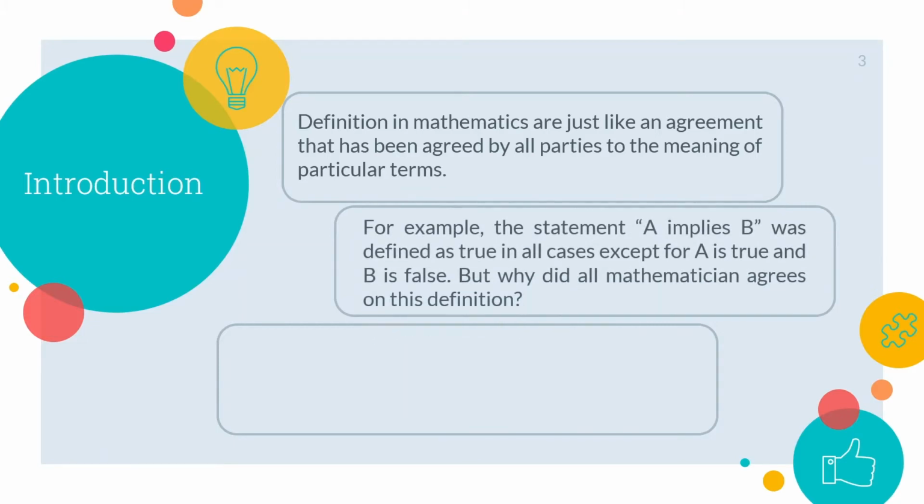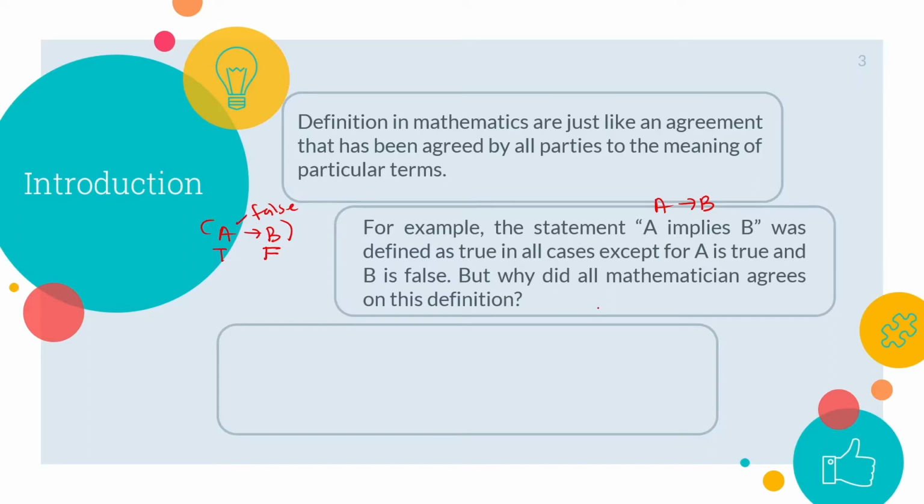Okay, so for example, the statement A implies B. This is what you have learned before. The statement A implies B was defined as true in all cases except for A is true and B is false. This is what you learn in a truth table. If we have A implies B, this statement will be only false if A is true and B is false. In other cases, it will be a true statement.